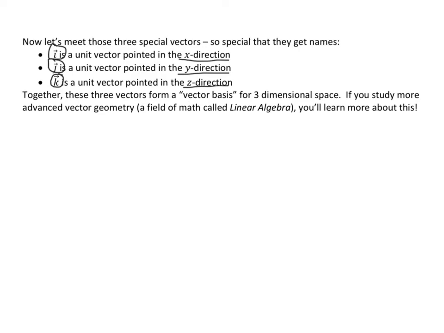Together, those 3 vectors form what's called a vector basis for 3-dimensional space. If you study more advanced vector geometry in a field of math called linear algebra, you'll learn more about this. In short, a vector basis is just a set of vectors that you could use to make up any other vector in the 3-dimensional space that you're in. I'm not going to get into a lot of detail on that right now, but basically a vector basis says that these 3 vectors are enough to talk about anything in 3-dimensional space.